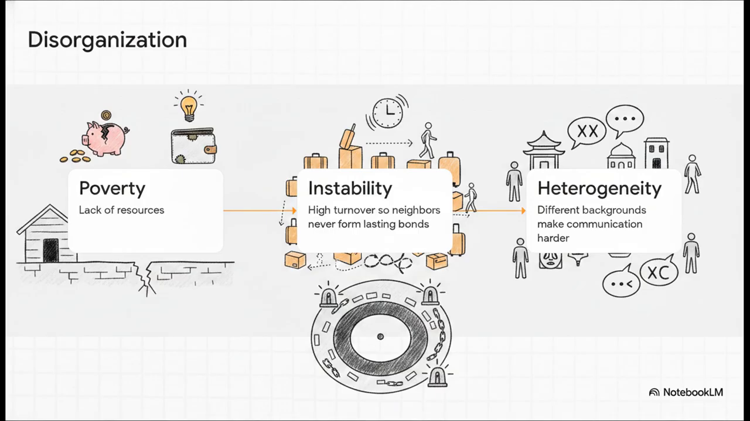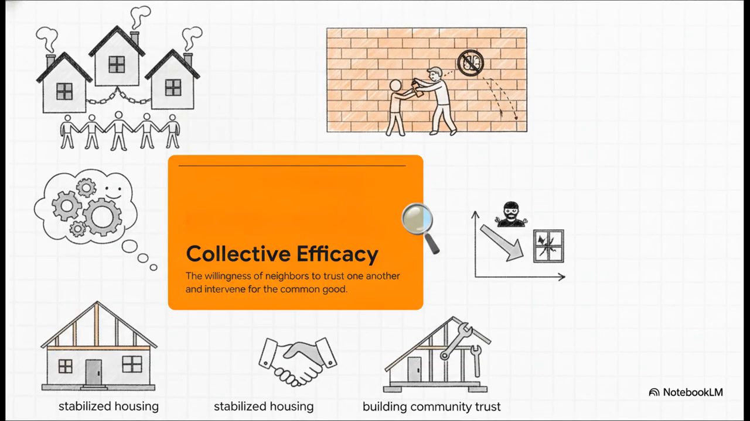The researchers identified 3 factors that drive this social disorganization: poverty, residential instability, meaning high turnover so neighbors never really have time to form lasting bonds, and ethnic or cultural heterogeneity, which really just means people spoke different languages and had totally different backgrounds, making everyday communication much harder. Because of those 3 factors, these neighborhoods really struggle to organize. They lacked what researchers later dubbed collective efficacy.